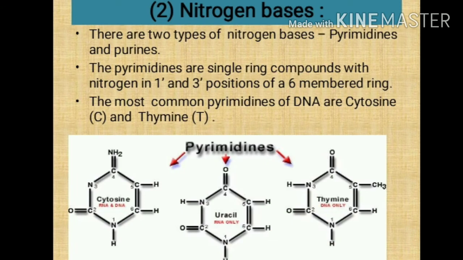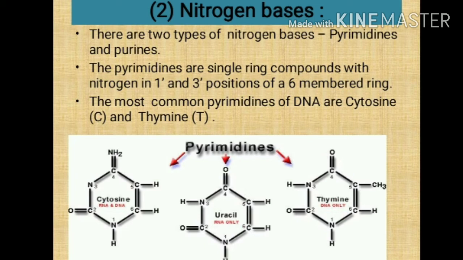The second component of the deoxyribonucleotide is the nitrogen base. There are 2 types of nitrogen bases: single-ringed pyrimidines and double-ringed purines. The pyrimidines are single ring compounds with nitrogen in the 1st and 3rd positions of a 6-membered ring. The most common pyrimidines of DNA are cytosine and thymine.